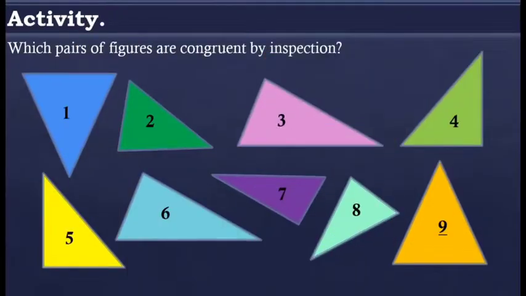So let's have first an activity. By the way, this is just a recall. I want you to identify which pair of figures are congruent by inspection. You may just say the number. So we have 1 and 9, 6 and 3, and 5 and 4.